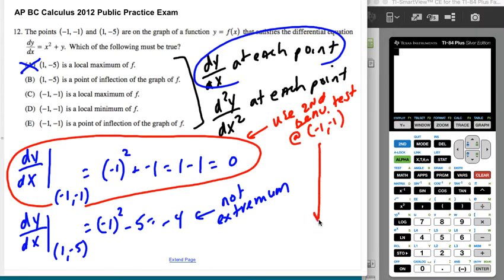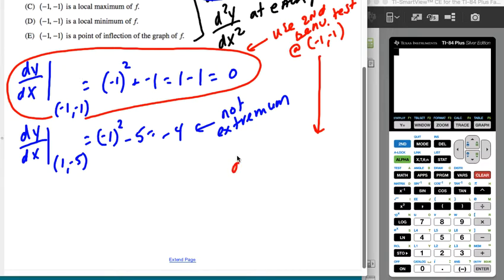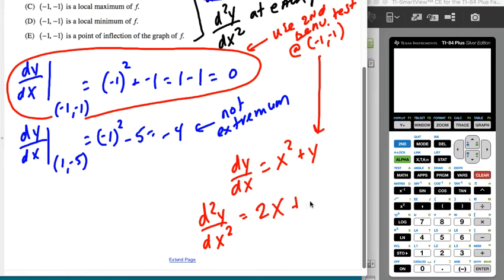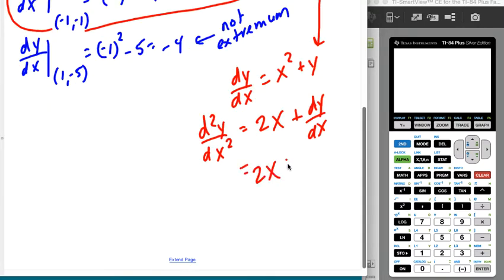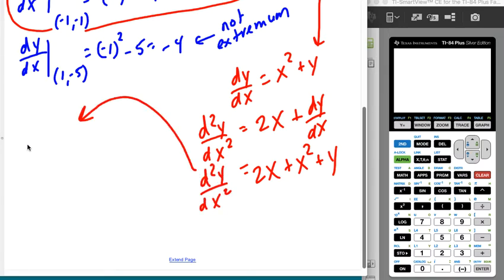Well, in order to do that, I really need the second derivative. So I know dy/dx is x squared plus y. That means the second derivative, d squared y/dx squared, equals 2x plus dy/dx, which I can leave as dy/dx if I want, or I could rewrite as 2x plus x squared plus y. Doesn't really matter. Okay, once I know that's my second derivative, let's go ahead and apply it to that point that we know is a spot where the graph is level.